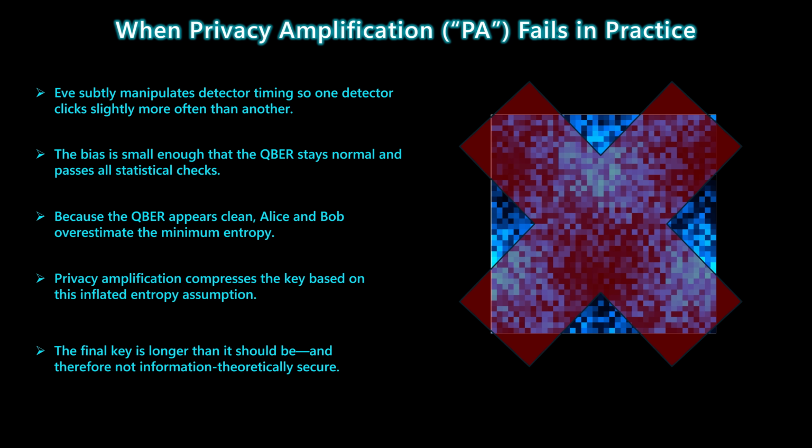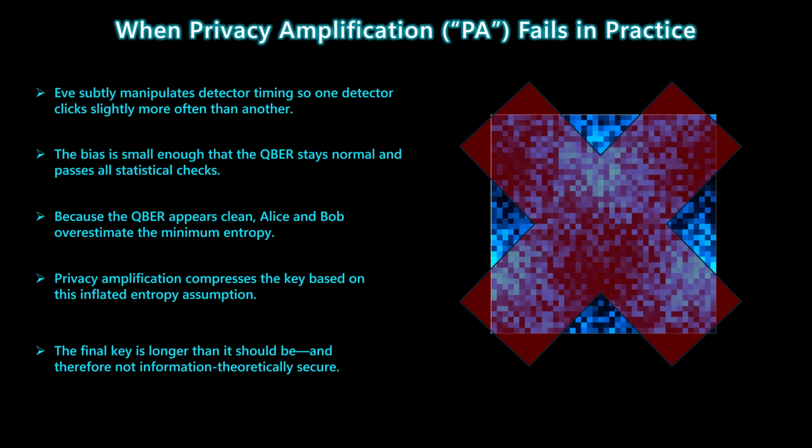Because the QBER looks clean, Alice and Bob assume that Eve's information is limited to what the theory predicts. They therefore overestimate the conditional minimum entropy. That inflated value is then fed directly into the privacy amplification step.